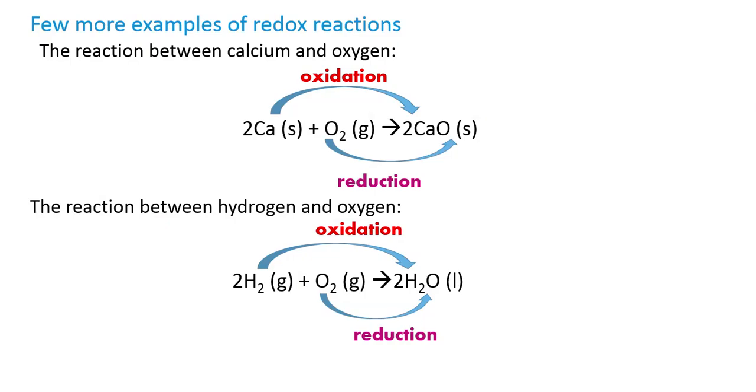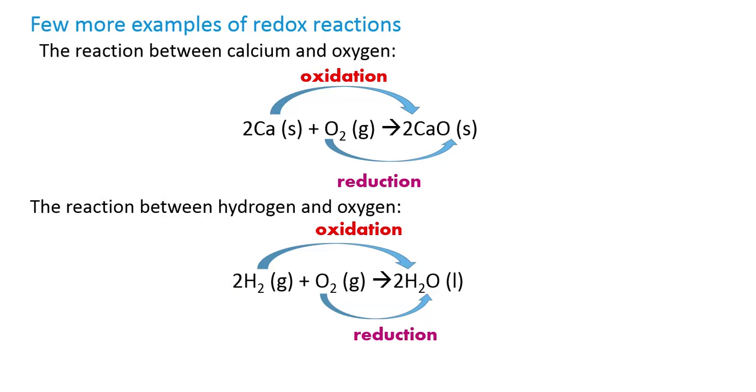A few more examples of redox reactions. In the first example, calcium reacts with oxygen to form the compound calcium oxide. Here, calcium has been oxidized, but oxidation and reduction always take place together, which means oxygen has been reduced.